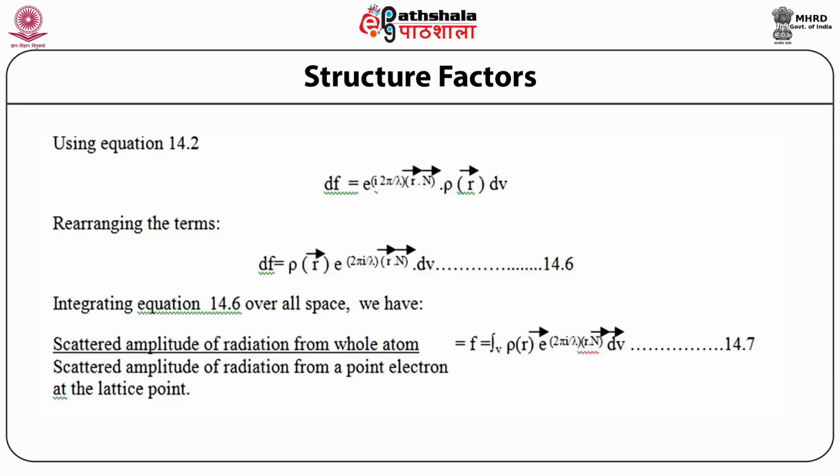Integrating equation 14.6 over all space, we have the ratio of scattered amplitude of radiation from the whole atom to scattered amplitude of radiation from a point electron at the lattice point, equal to f, equal to the integration over volume V of rho of r vector, exponential of 2 pi i by lambda into r vector dot n vector, into dV, equation 14.7.